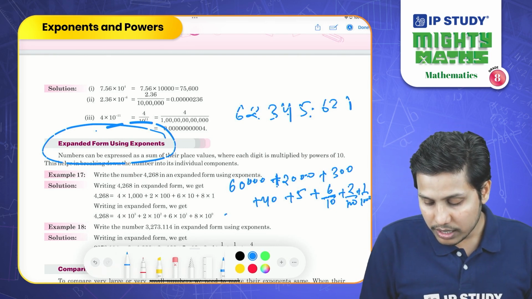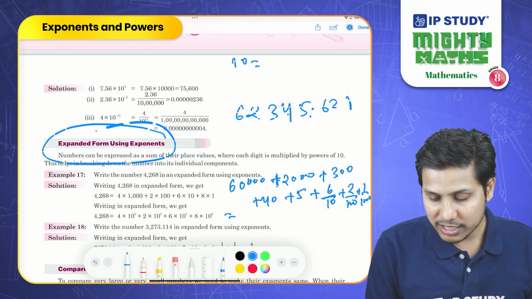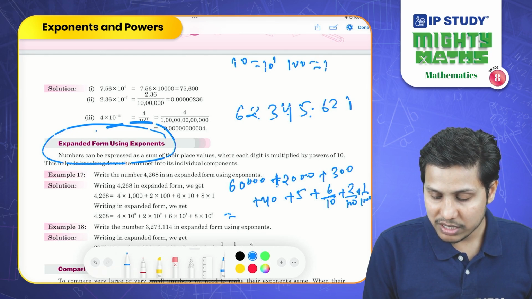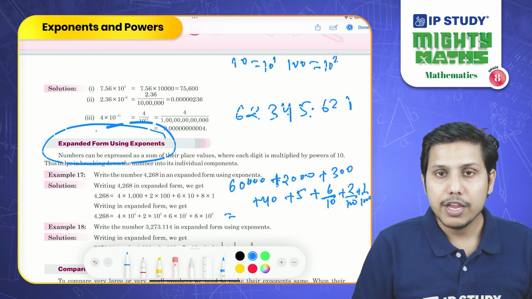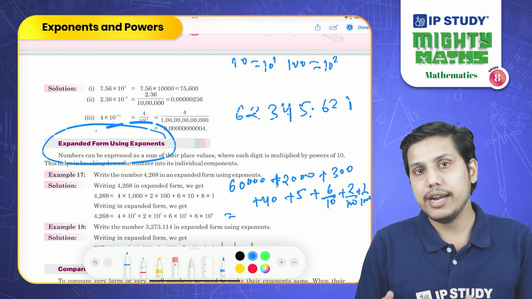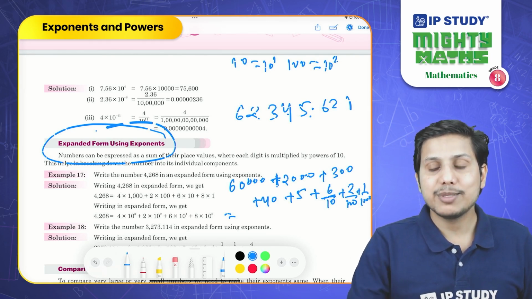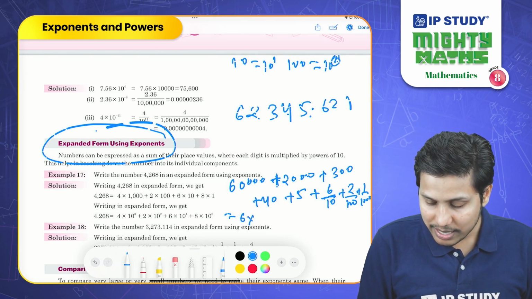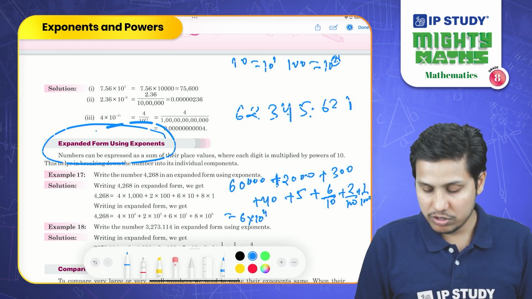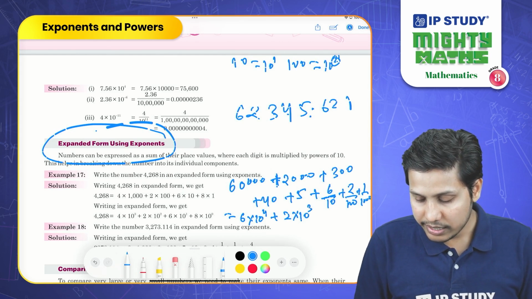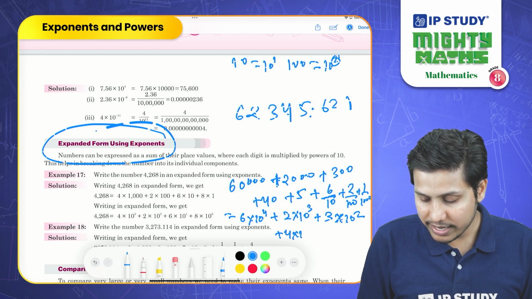Yes, now in order to represent 10, we use the expression 10 raised to the power of 1. In order to represent the number 100, we can use the expression 10 raised to the power of 2. Similarly, depending upon the number of zeros we have in the multiples of 10, like 10, 100, 1000, 10,000, lakh, we use the exponent on the base 10. So here we'll write 6 times 10 raised to the power of 4 because we have 4 zeros. Here we'll write 2 times 1000, which will be 10 raised to the power of 3. Then we will have 3 times 10 raised to the power of 2. Then we'll have 4 times 10 raised to the power of 1.